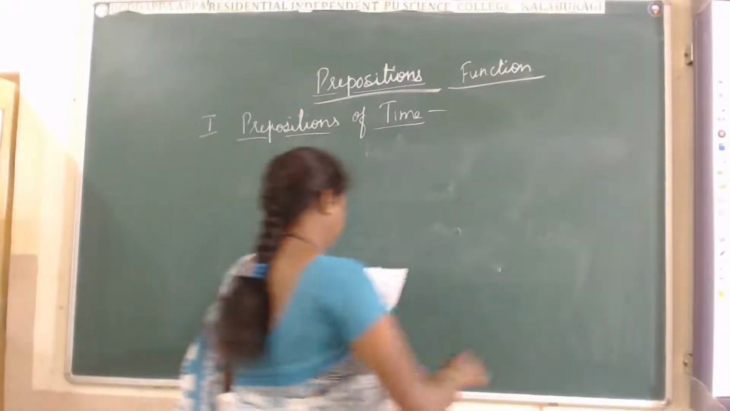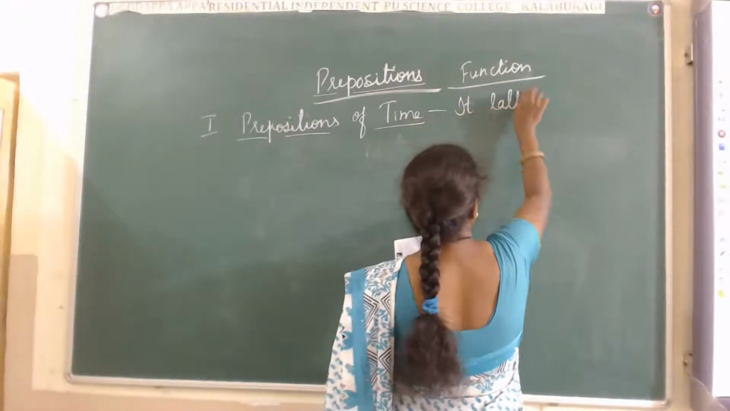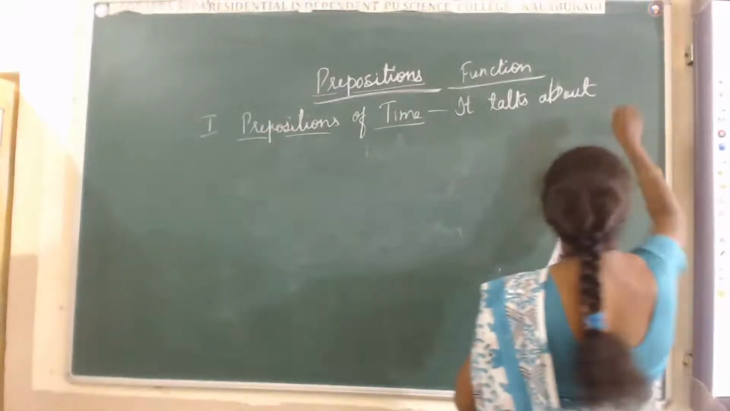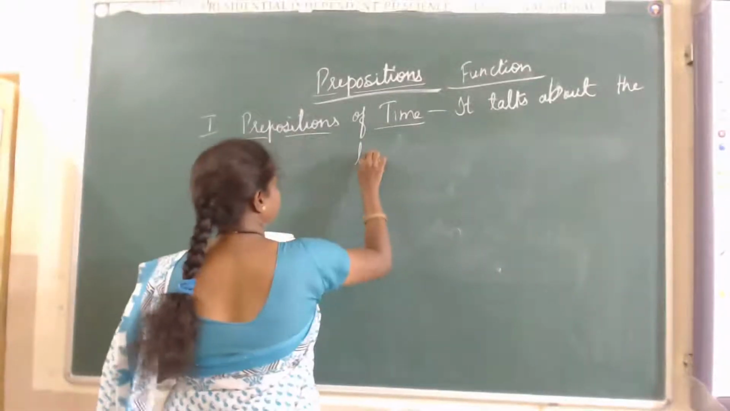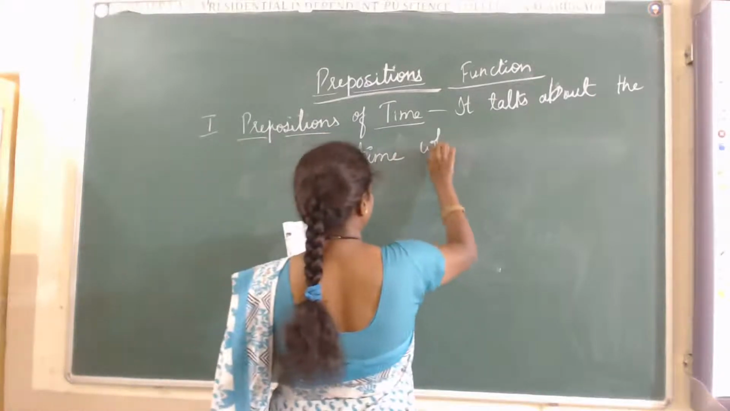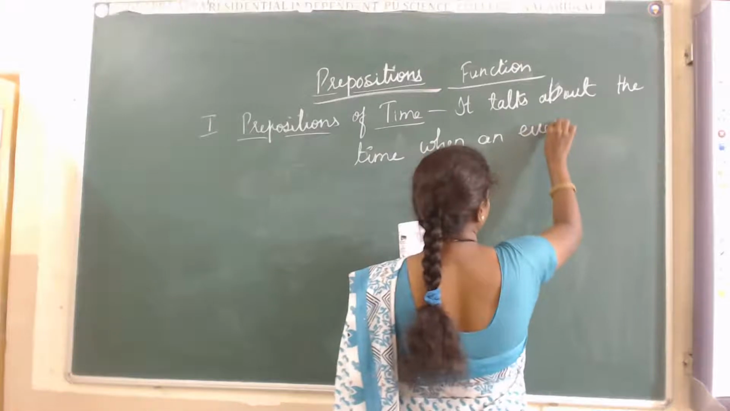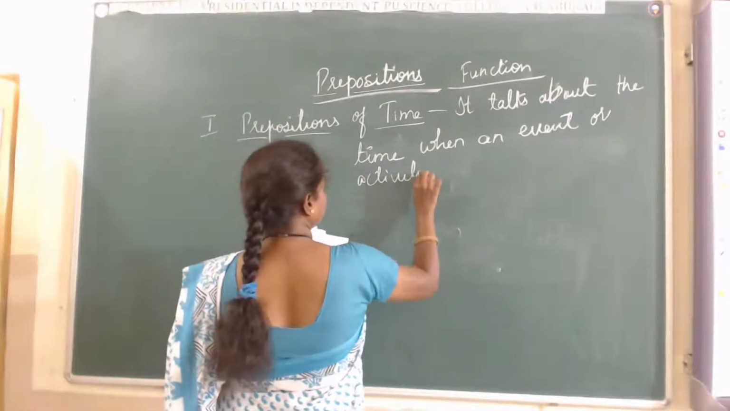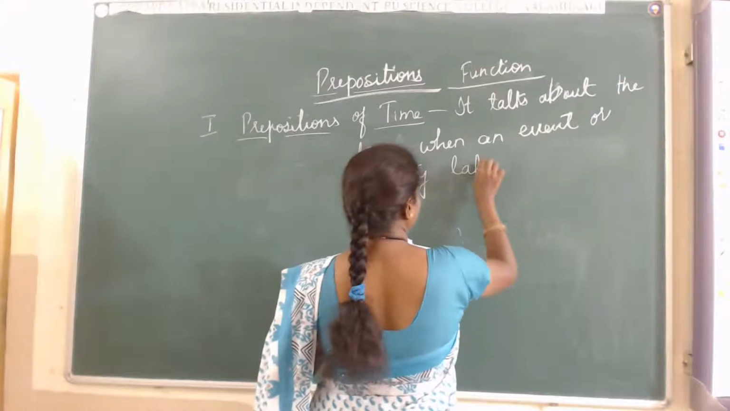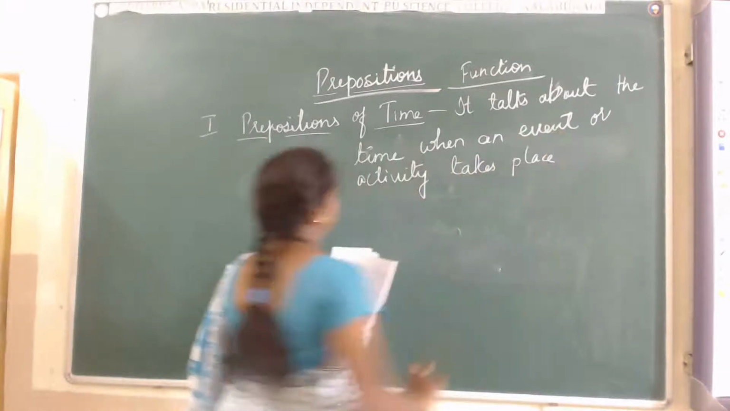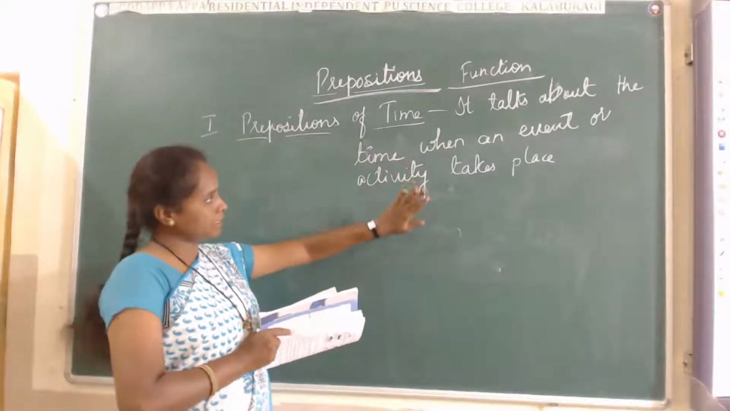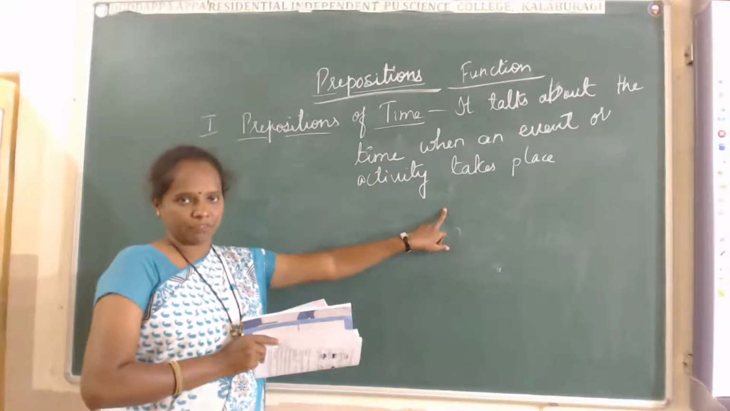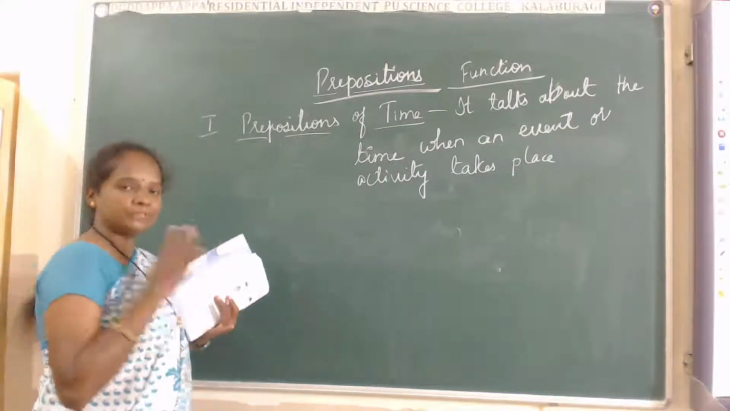Preposition of time is what? It talks about the time when an event or activity takes place. It talks about the particular time and the particular activity.